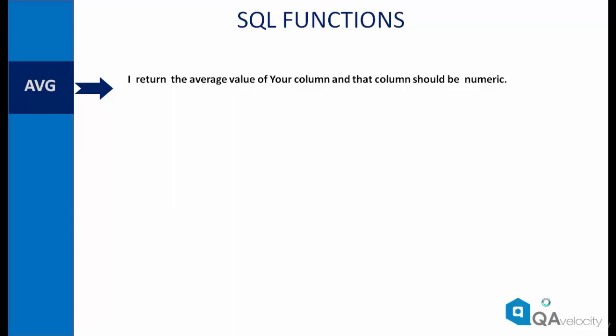So to help Greg in that, we need the keyword average, which is again a function. The average function returns the average value of your column, but that column must be of numeric data type. It cannot get an average of a string column. And our query would be select name, average of sales from books underscore sales table, and the result would be grouped by name.